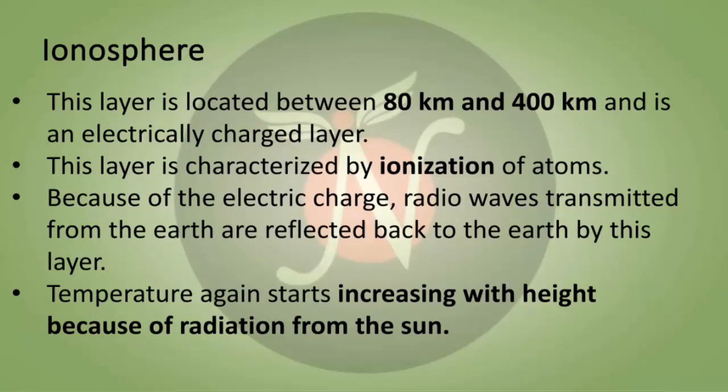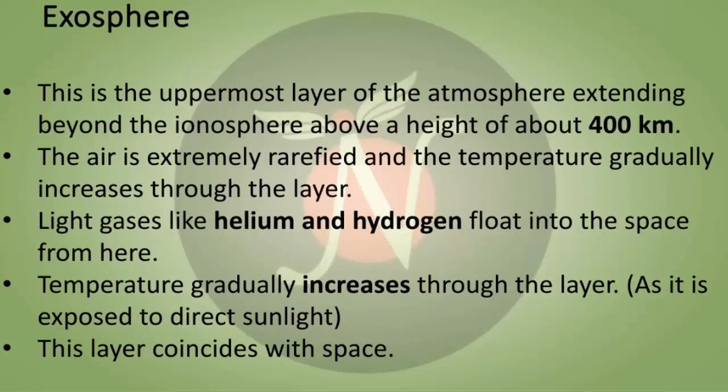Now the ionosphere is a part of the thermosphere. This layer is located between 80 and 400 kilometers, same as the thermosphere, and is an electrically charged layer. It is characterized by ionization of atoms. Because of the electric charge, radio waves transmitted from the Earth are reflected back to the Earth by this layer. Temperature again starts increasing with height because of radiation from the sun.